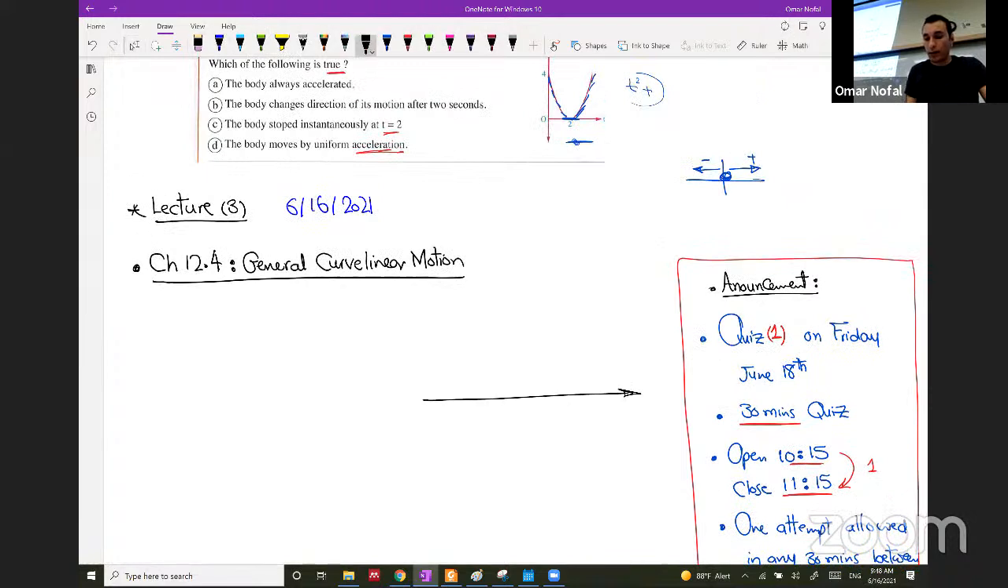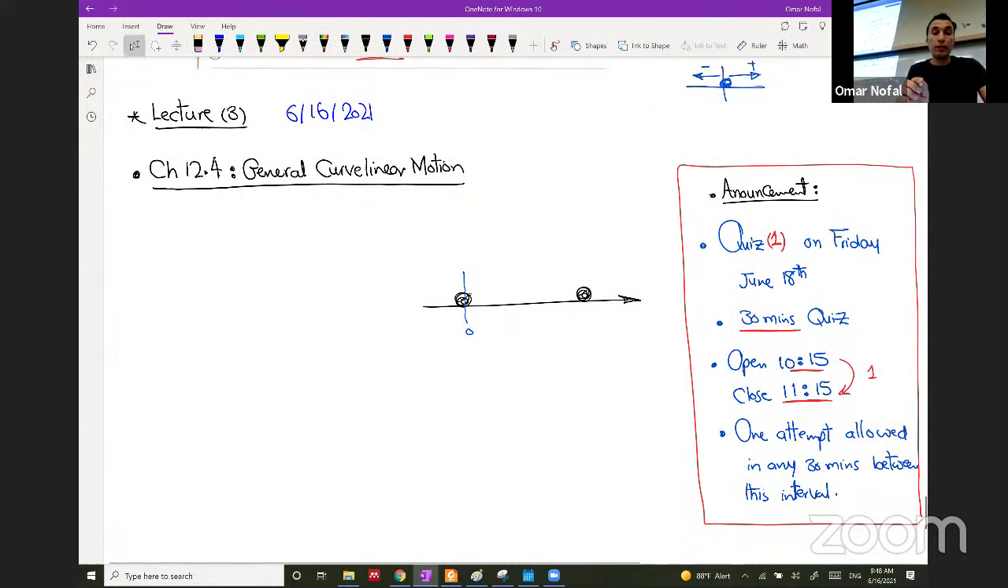Okay, so over the last two lectures, we have been dealing with motion on a straight line. So this is our straight road, and there's a car here. It started at this origin and made this distance. So this is a straight line. However, this is not the only motion that we have. We have multiple types of motion.